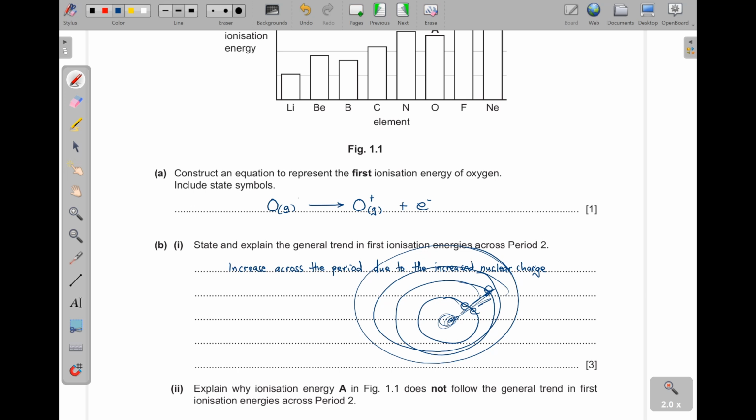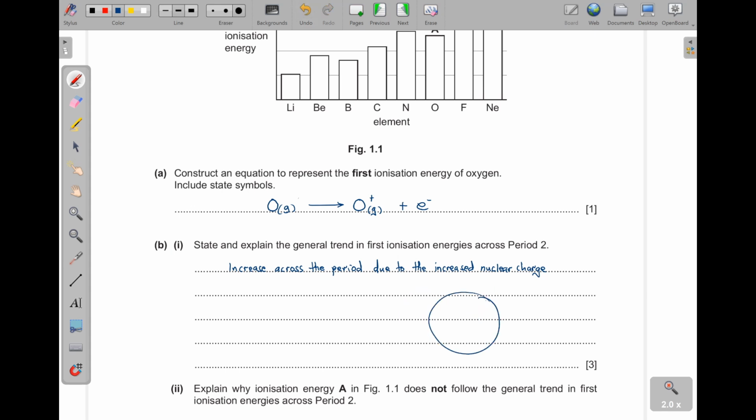You see that? But then across the period, not down the group, you are adding electrons on the same shell. Protons are being added to the nucleus, okay, and electrons are being added to the same shell. So there is similar shielding here, okay. So the nuclear attraction for the outermost shell electrons increases. You see that? So actually, instead of saying nuclear charge, I will say due to increased nuclear attraction, not charge, okay? I will say nuclear attraction.